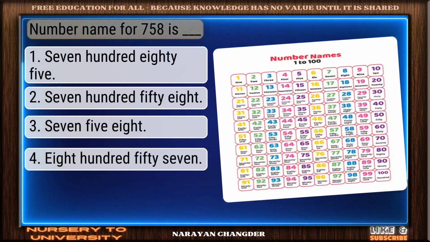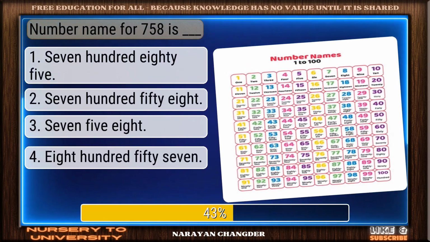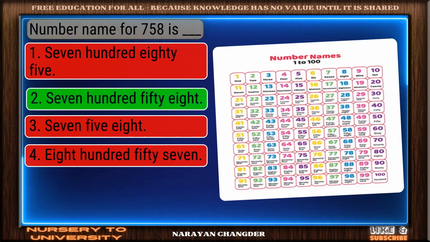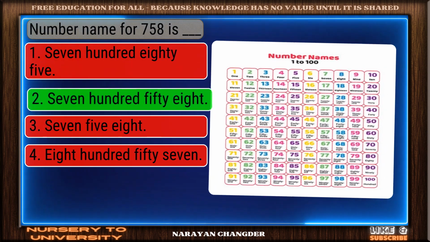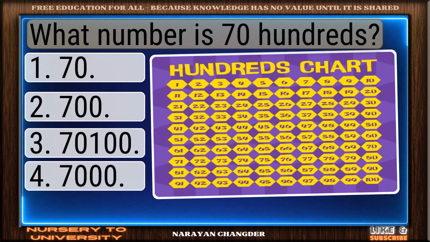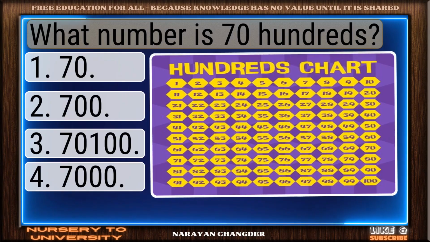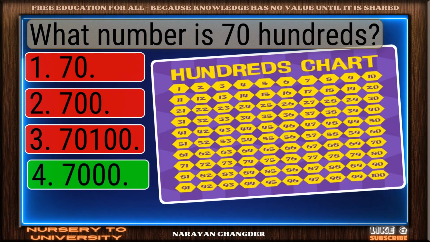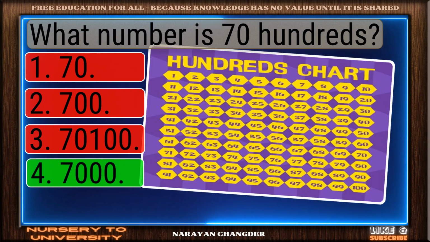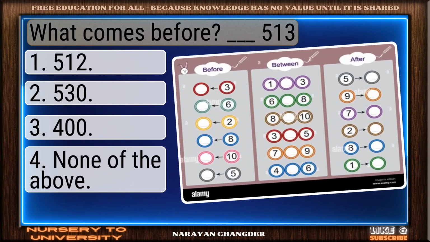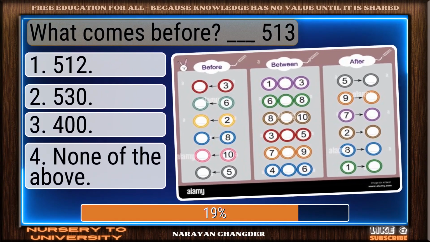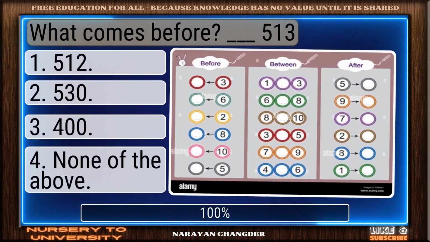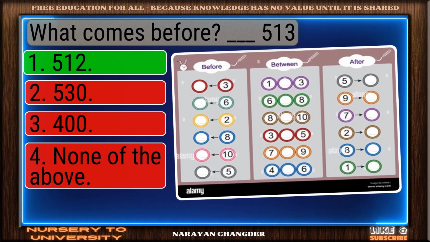Number name for 758 is dash. Right again. 758 is a valid answer. What number is 70... On track. 7,000 is the correct answer. What comes before dash 533? Valid point. 12 is true.